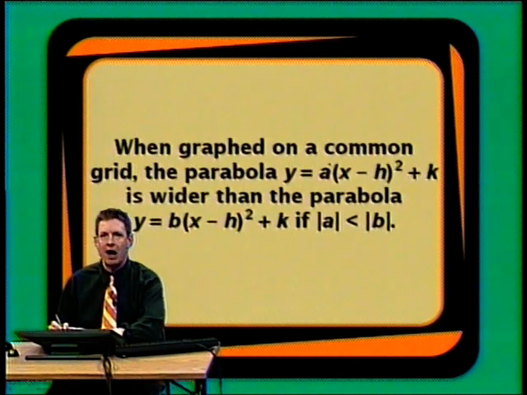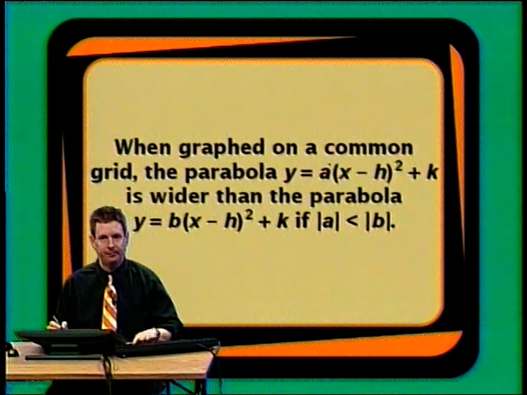When graphed on a common grid, the parabola y equals a times (x minus h) squared plus k is wider than the parabola y equals b times (x minus h) squared plus k if the absolute value of a is less than the absolute value of b. Equivalently, the parabola with the a coefficient would be narrower than the parabola with the b coefficient if the absolute value of a was greater than the absolute value of b.